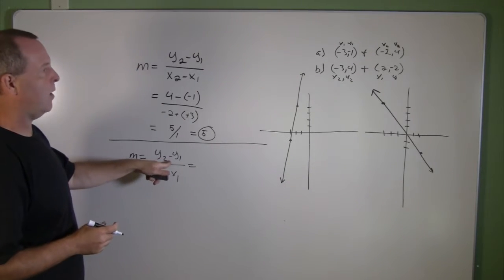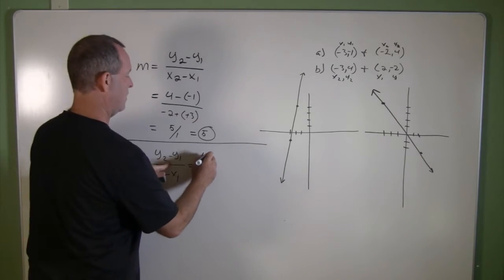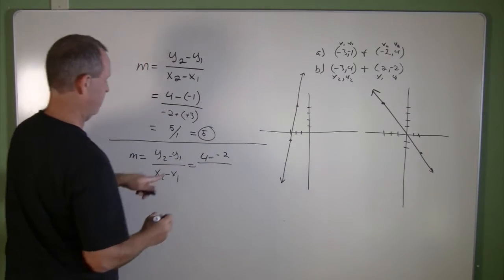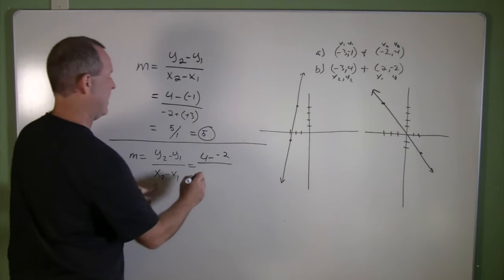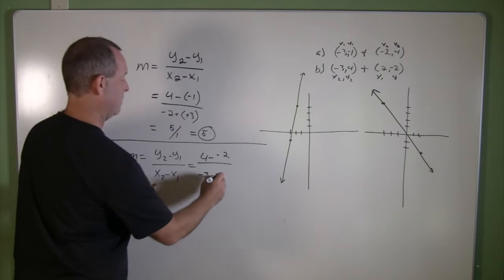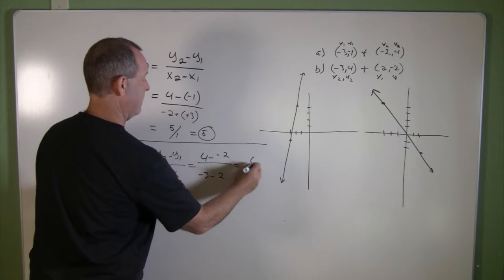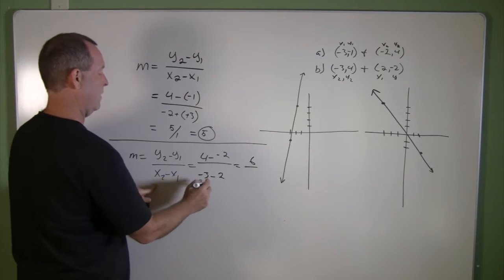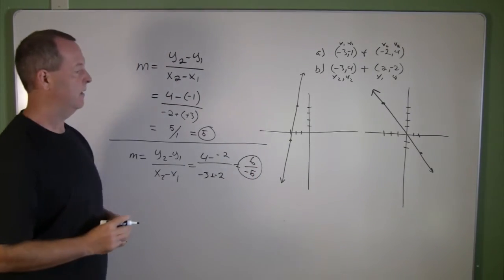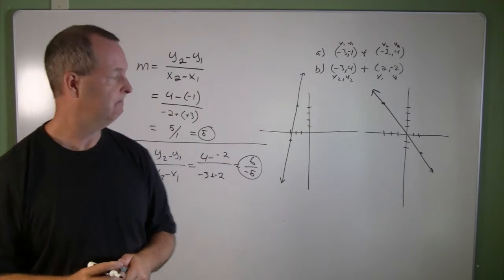So y2 minus y1: I have a 4 take away a 2. And for x, I have a -3 take away a 2. That equals 6 over -5. So I have a slope of -6/5.